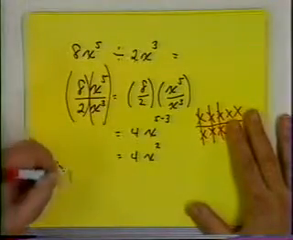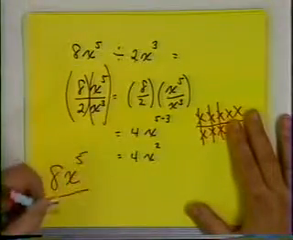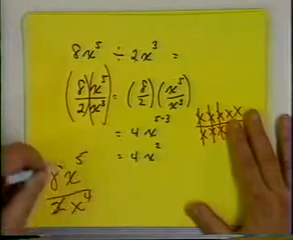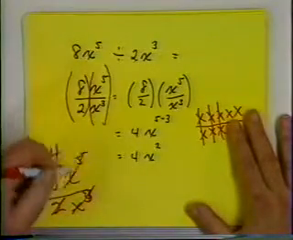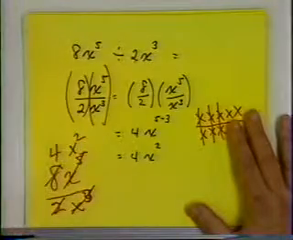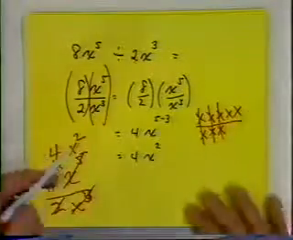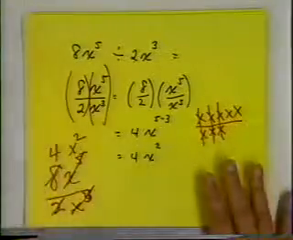Sometimes people do this a lot faster. They simply say what? 2 goes into 8 4 times, and 3 factors of x cancel with 5 factors of x, leaving 2 factors of x. So they'll write down that the answer is 4x squared. I don't care how you write this.